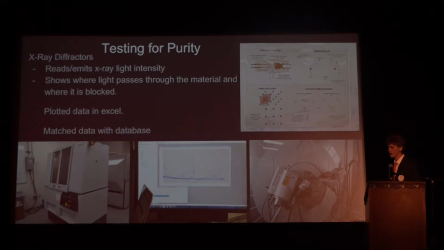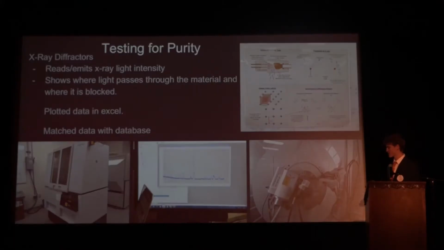So after we had our samples, we would test them for purity just to make sure that all of the sample is uniformly bonded and there's no contaminants or anything like that. We would do this with an X-ray diffractor, and it shoots X-ray light at the sample while rotating the emitter at different angles theta, and the light that passes through would be read by a sensor, but also the light that doesn't pass through.